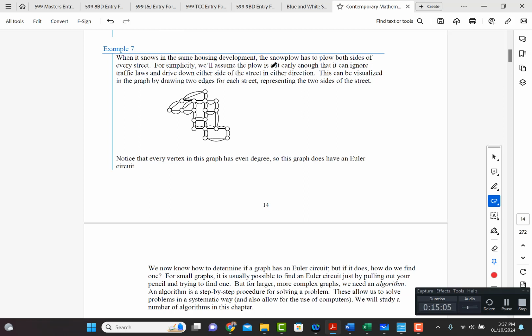intersection. Okay, so again, for simplicity, we're going to assume that the plow is out early enough that we can ignore traffic laws, and we're going to drive down either side of the street in either direction. Okay, so we're going to allow that to be the case. This can be visualized in the following graph. Okay, so notice how there's two edges connecting each vertex.